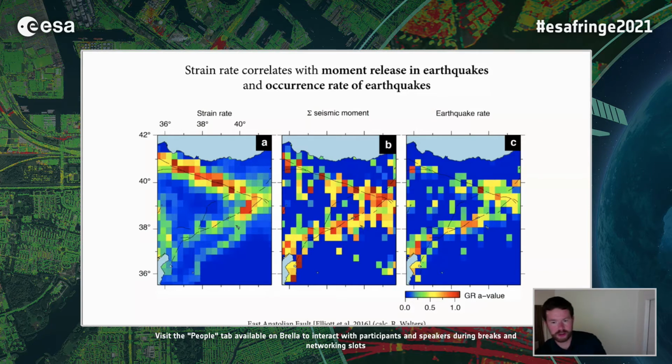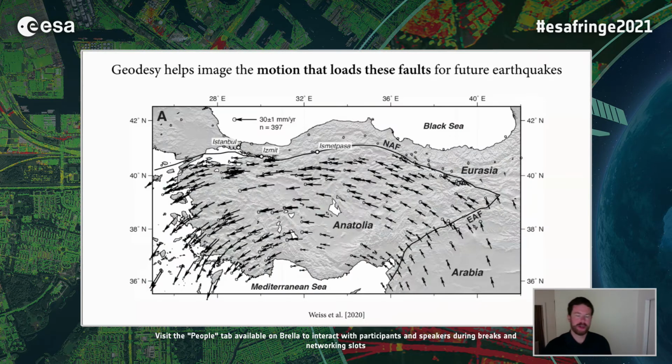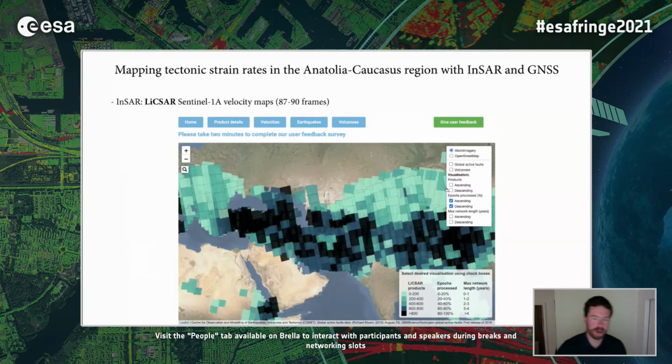So that gives us hope that mapping the strain will give us some insights about where earthquakes may come in the future. And so if we want to go to higher resolution and really get a good picture of how the fault is locked or creeping, and how much strain is building up where and how fast, we need to go to higher resolution data, and that's where InSAR comes in.